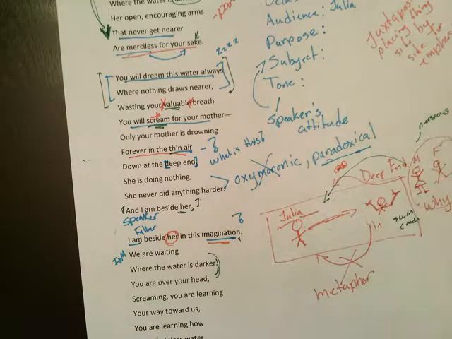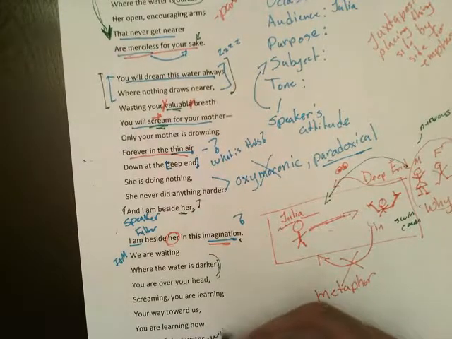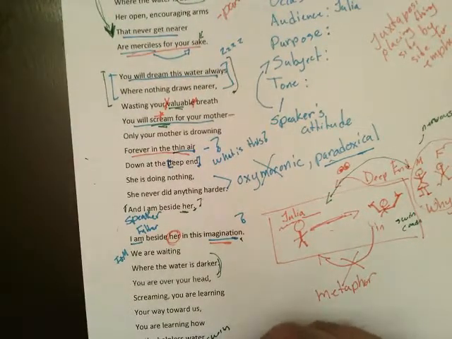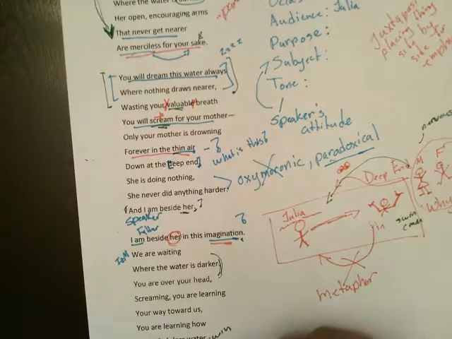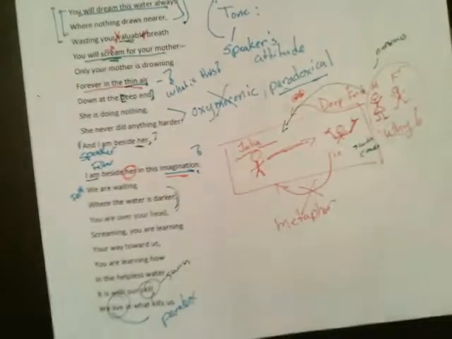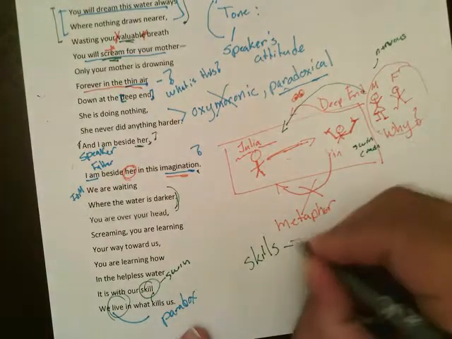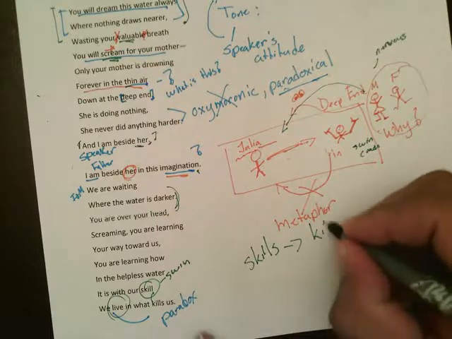Screaming, you are learning your way toward us. You are learning how, in the helpless water, it is with our skill we live in what kills us. So that, as we go through life, we get skills, i.e. swimming, in this case, which allows us to live in something that would otherwise kill us. Okay, so we learn that we have to develop skills to live in what otherwise would kill us.